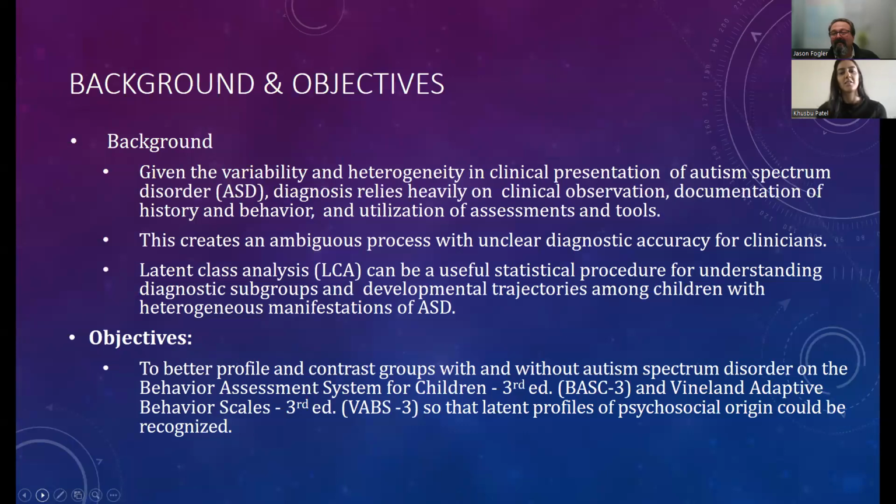So the clinical presentation of autism spectrum disorder is pretty heterogeneous and relies heavily on observation of behavior and the utilization of various assessments and tools. So this can create a pretty ambiguous process with unclear diagnostic accuracy among clinicians. Latent class analysis can be a useful statistical procedure for understanding these diagnostic subgroups and developmental trajectories among children with heterogeneous manifestations of autism. And so the main objective of this study was to better profile and contrast groups with and without autism on two different subscales, the BASC and the Vineland, so that latent profiles of psychosocial origin could be recognized.